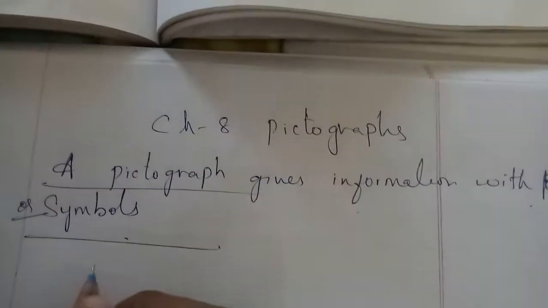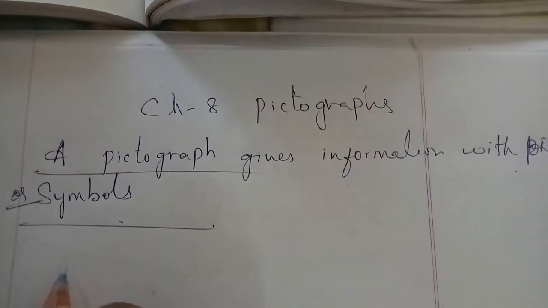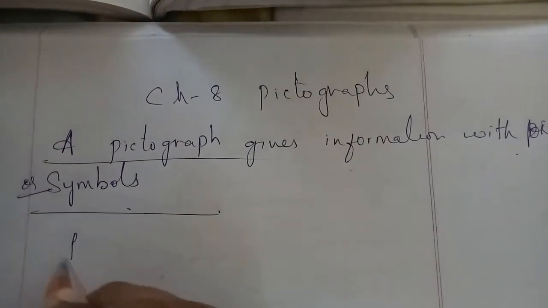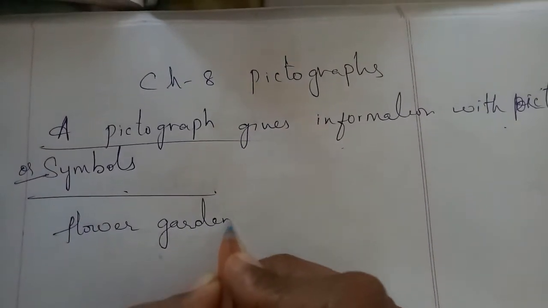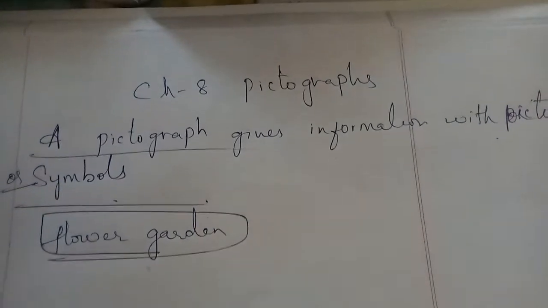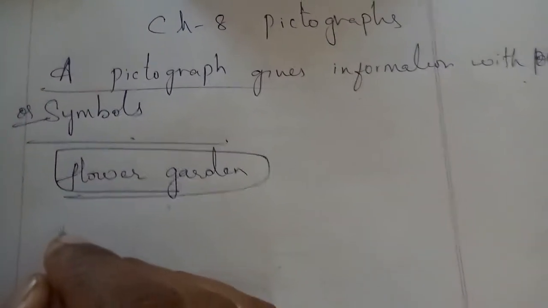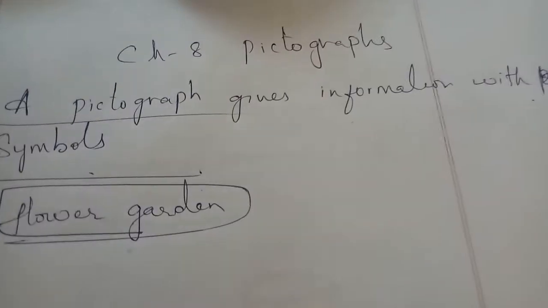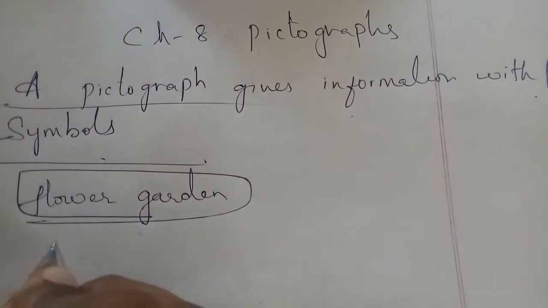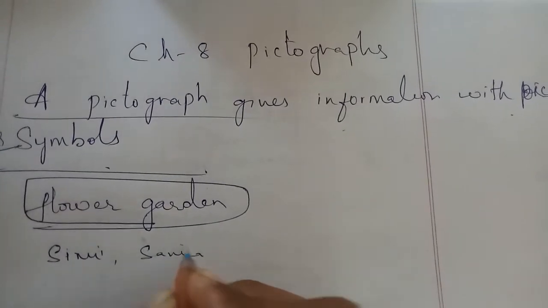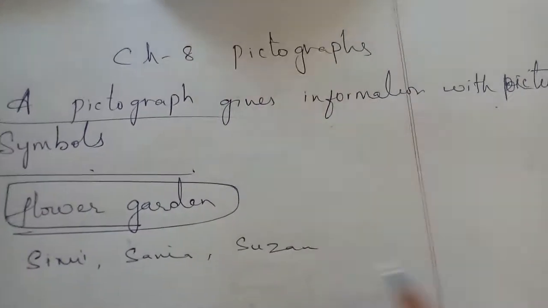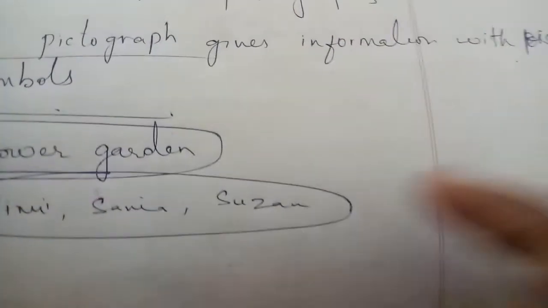For example, one day 3 friends went to a flower garden. The friends' names are Simi, Sania and Suzanne. They went to the garden to collect flowers. How many flowers did they collect?